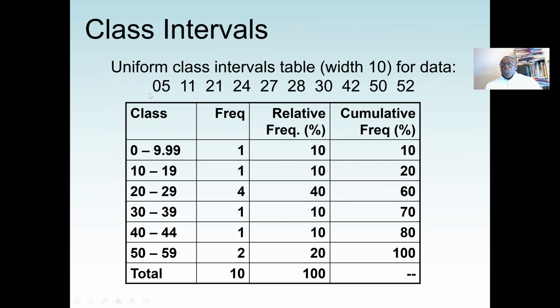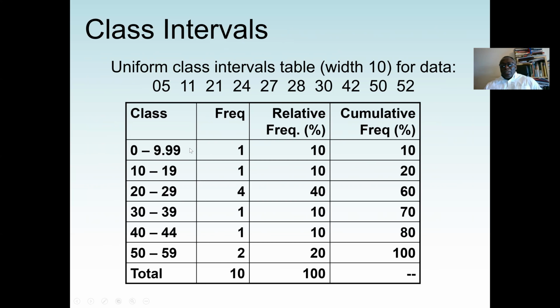So this is an example given to us. We have a uniform class interval table with a width of 10 for the given data. When we look at the data here, we have values from 5 to 52, and there are 10 data points, which we can see here. So we decided to make the class width 10. The class width has to be the same. So if it's 0 to 9.99 here, then the next has to be 10 to 19, 20 to 29, 30 to 39. So they have the same width.